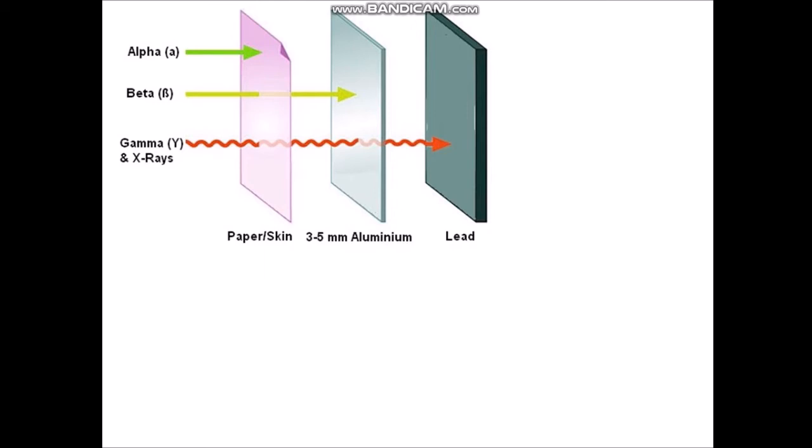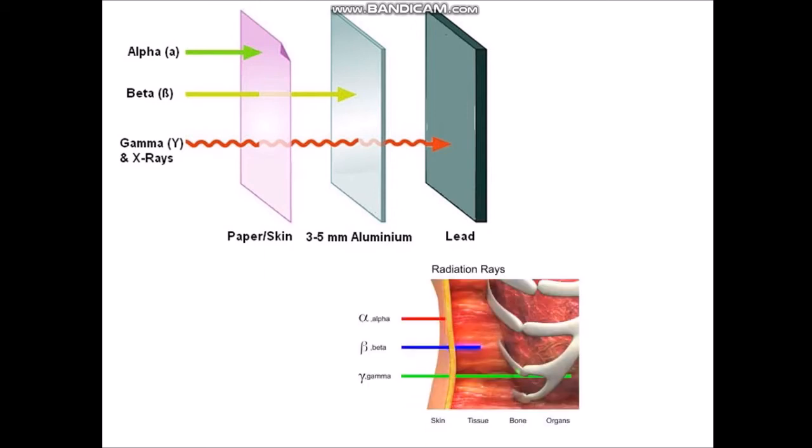So what can stop gamma rays? A thick slab of lead. Here in the picture we can see that the lead is quite thin, but normally you need a very thick slab of lead or a thick slab of concrete which can stop gamma rays.